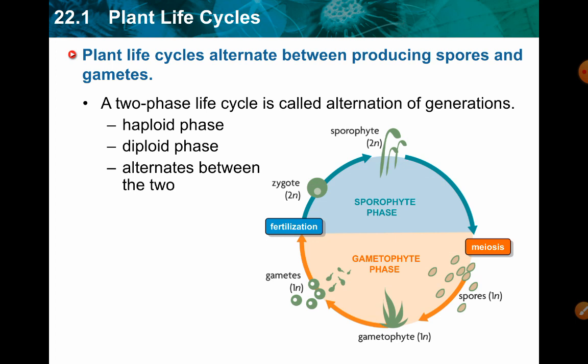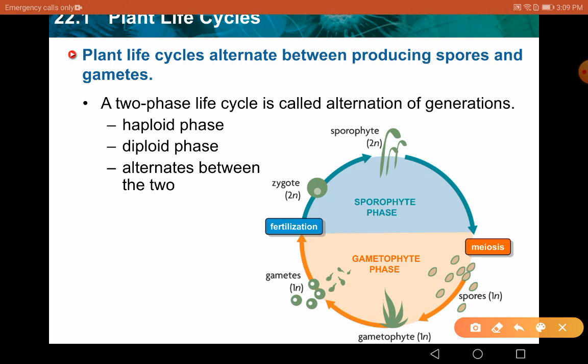If you look at this figure, you will find that you have two types of phases. The first one is the sporophyte phase, and the second one is the gametophyte phase. If you focus, you will find that one of them is the haploid phase. You know what is meant by haploid? We have the haploid phase and we have the diploid phase.